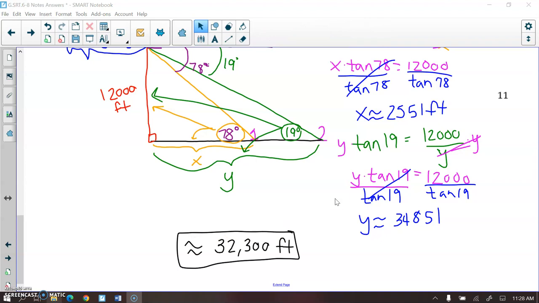That brings us to the end of this video, but for your homework, you may need to know that there are 5,280 feet within a mile, and you may need to know the formula distance equals rate times time.